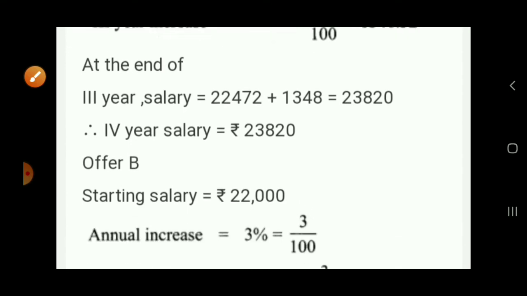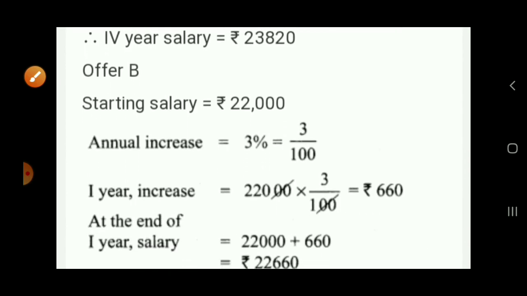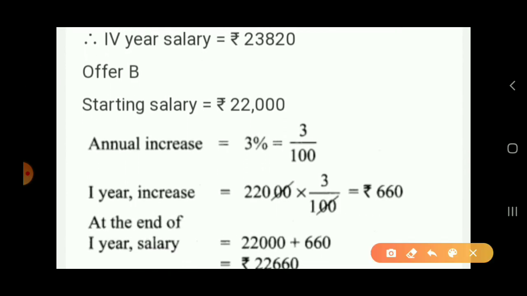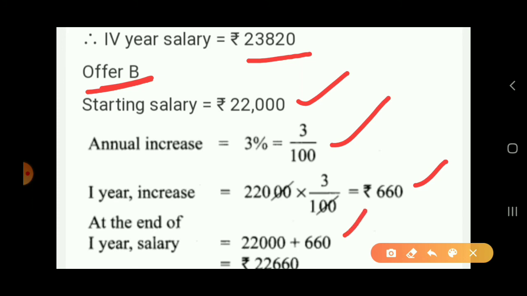So you can find the next value similarly. So the fourth year salary, 23,820, is the offer A. Similarly you can find the offer B, starting salary 22,000, 3%. So cancel, it means 660. So at the end of the first year, 22,000 plus 660, so 22,660 is the end of the first year salary.